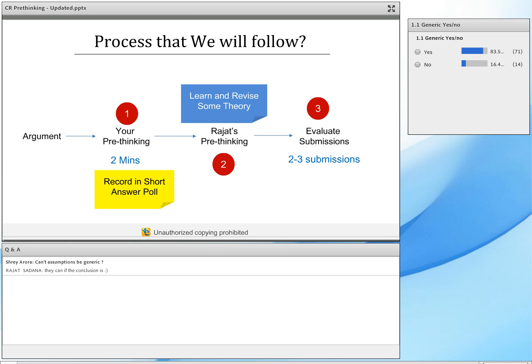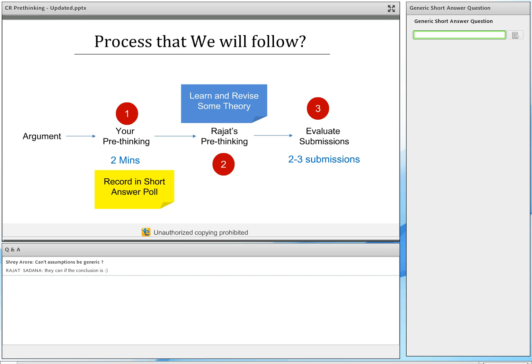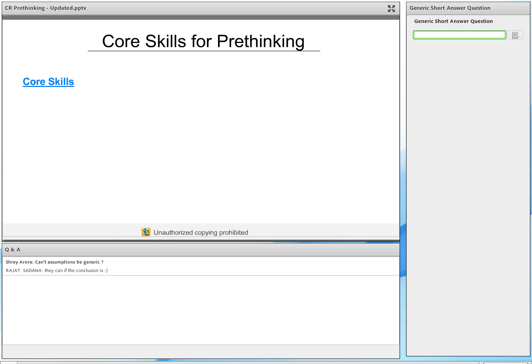Okay. So these are the 3 steps that we will follow. So with that, I'm going to give you a short answer pod. Let me actually hide this poll over here. Here's your short answer pod in which you can put in your pre-thinking.